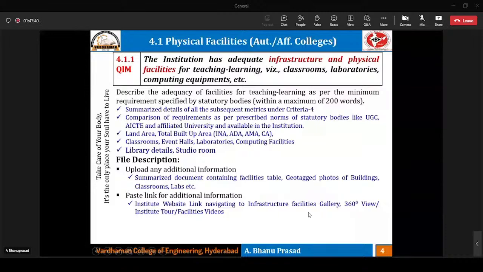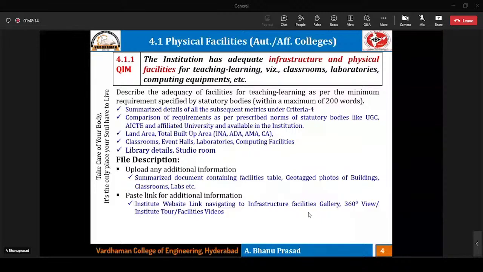As well, we can also see teaching and classroom. Teaching is a process. It is volatile, meaning when the expert comes, he cannot see the real thing. But classrooms are the real ones, where the process is actually done. The event halls, laboratories, computing facilities, all these can be shown with the summary table.